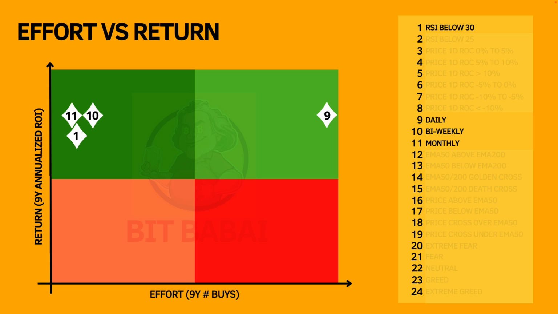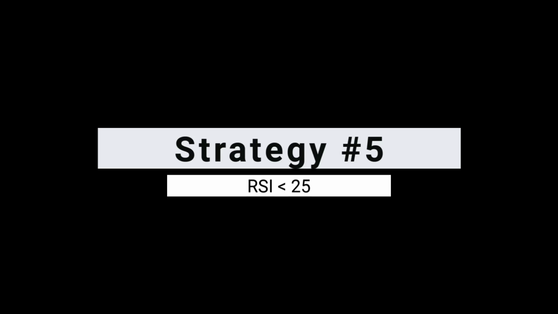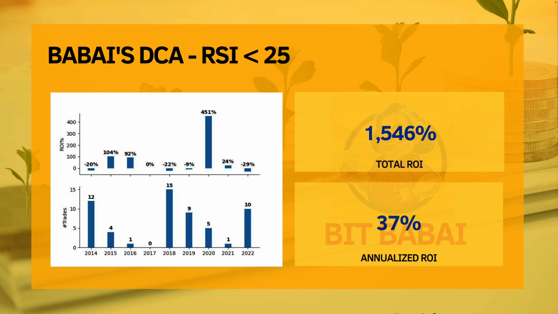Okay, let's move to strategy number 5. This strategy is quite similar to the previous one. Here we are looking for an extremely undervalued condition, that is when RSI is less than 25. Now the total ROI is slightly better than the previous strategy, and the annualized ROI is quite similar. And from a yearly performance perspective, the pattern is quite similar. During the bearish years, you see a lot more buys, and during the bullish years, you see very few opportunities, because the asset is hardly undervalued during the bullish years.